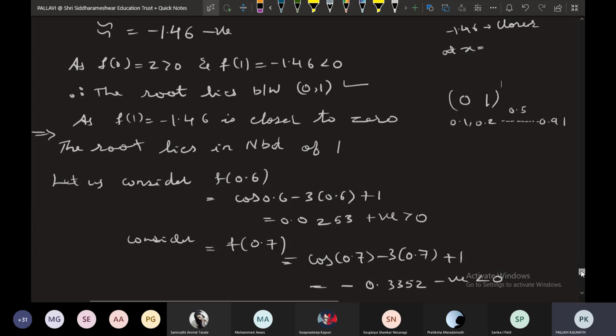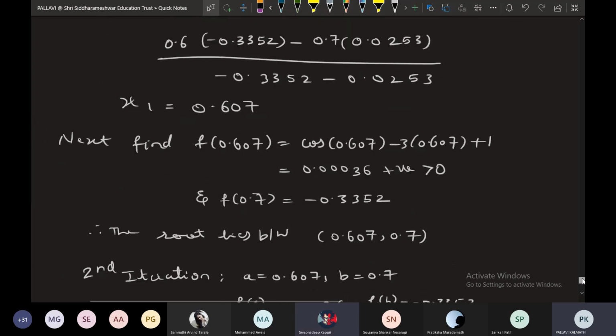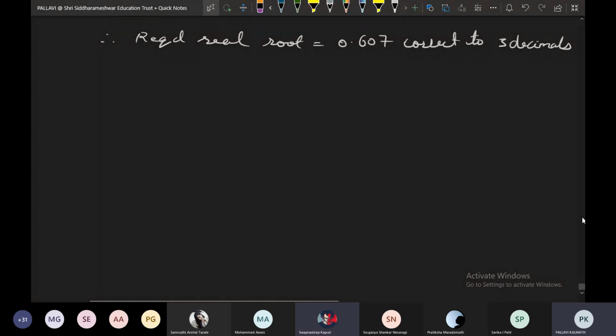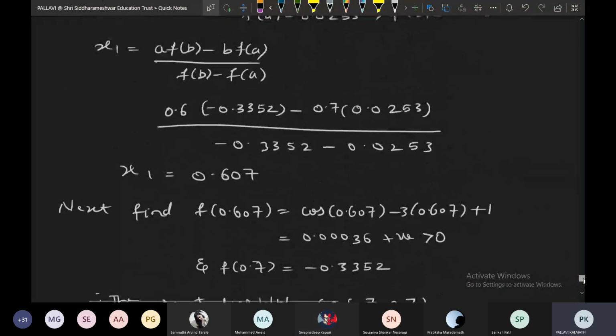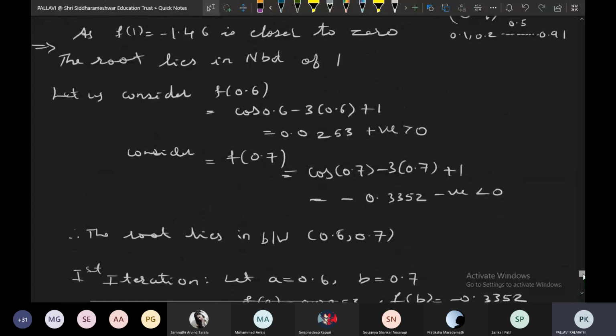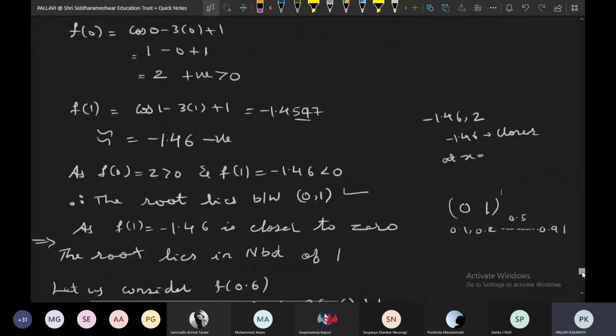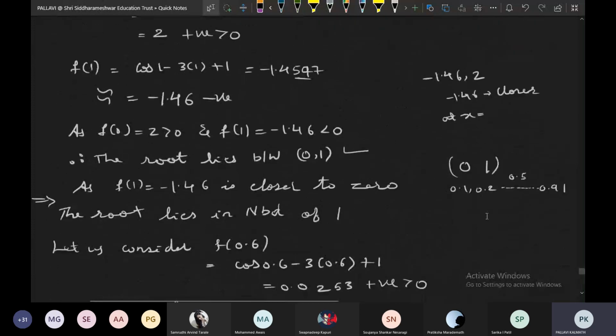Okay. Consider the next example. But after that, how do we find out which values to take, 0.5 to 0.1? That's what I told you, no? So the neighborhood of 1, see here, you are saying it lies in the neighborhood of 1. So neighborhood of 1 means you should take the values after 0.5.